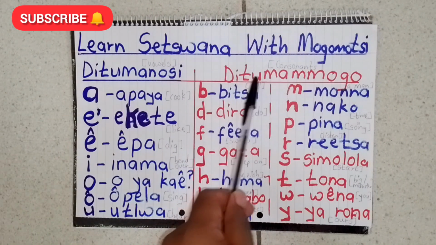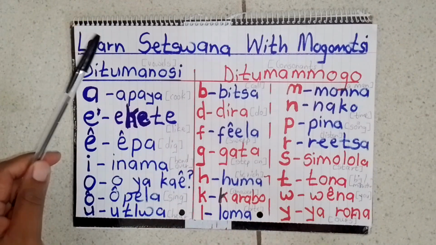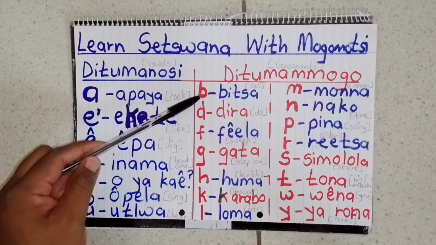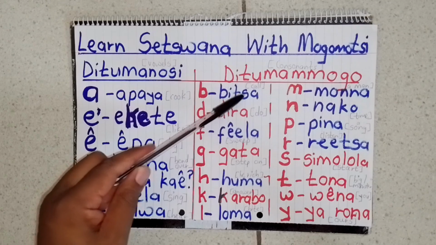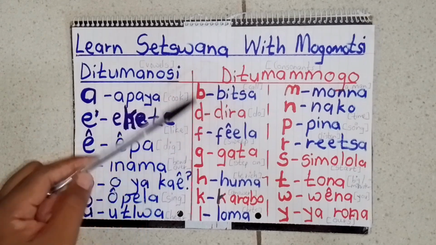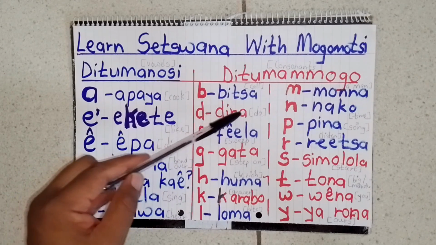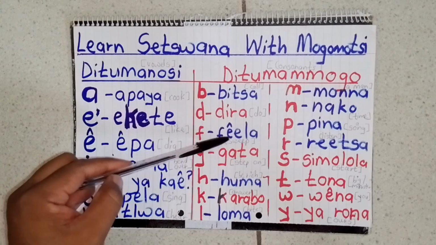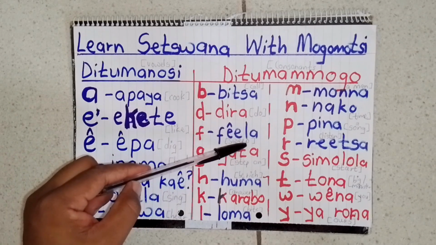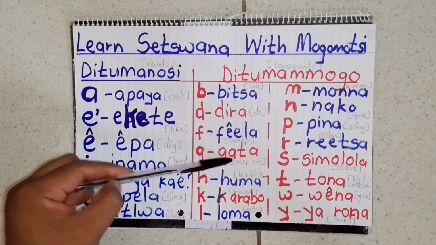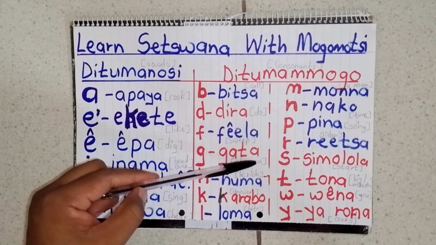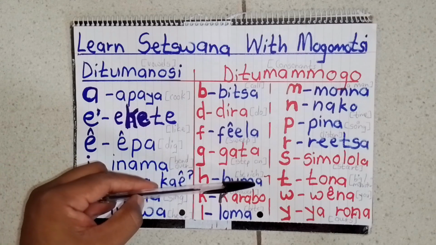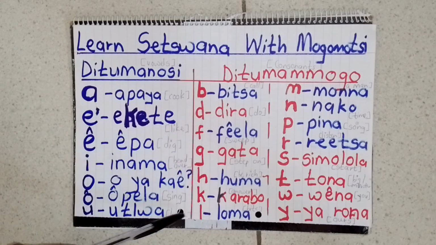Mo ditumammogo, consonants. There are 16. So let's start. B for biza, to call someone. D for dira, to do. F for feela, to sweep. G for gata, to step on something. H for huma, to be rich.